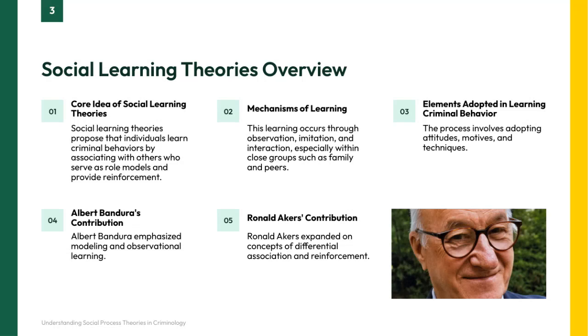Social learning theories suggest that people learn criminal behavior by interacting with others who act as role models and who reinforce such behavior. This learning doesn't happen in isolation. It occurs through watching, imitating, and engaging with those around us, particularly within close groups like family and friends. When someone adopts criminal behavior, they're not just copying actions, they're also taking on the attitudes, motives, and specific techniques involved. Albert Bandura played a key role in this theory by highlighting the importance of modeling and learning through observation.